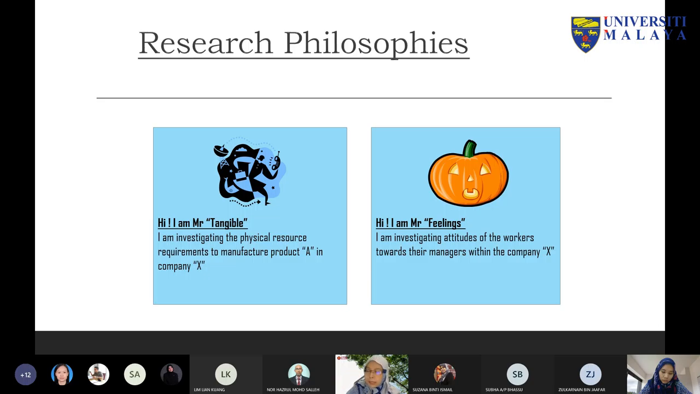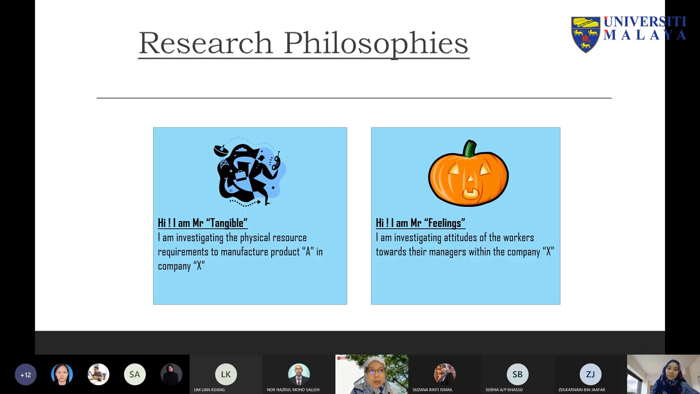Then Mr. Tangible said, I believe the reality is external because I'm only investigating the machine. I will look into the output, the running time of the machine, the output per day, peak time and everything. So I'm going to investigate the machine, so the reality is external. Mr. Feeling said, I believe the reality is socially constructed because I'm going to interpret their behavior, the attitude of the workers towards the manager or the stakeholder. Mr. Feeling is going to look at the interpretation of the behavior or attitude.